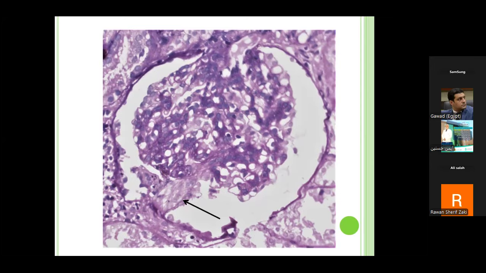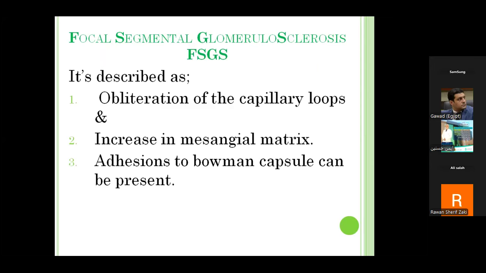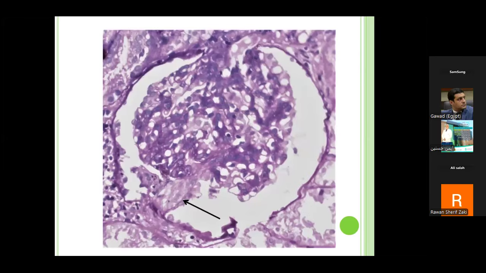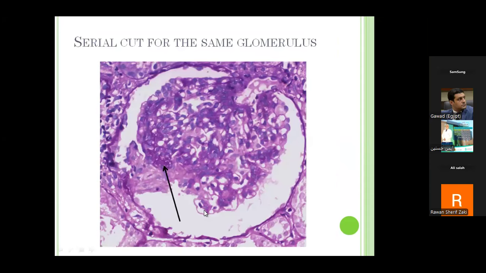This is an MCQ question, and these are the choices: an obliteration of the capillary loops, increase in mesangial matrix, or adhesion to the Bowman capsule. We have some answers for adhesion. Adhesions, right? That's obviously an adhesion, and that's the Bowman capsule. Okay, let's see the serial cut for the same glomerulus.